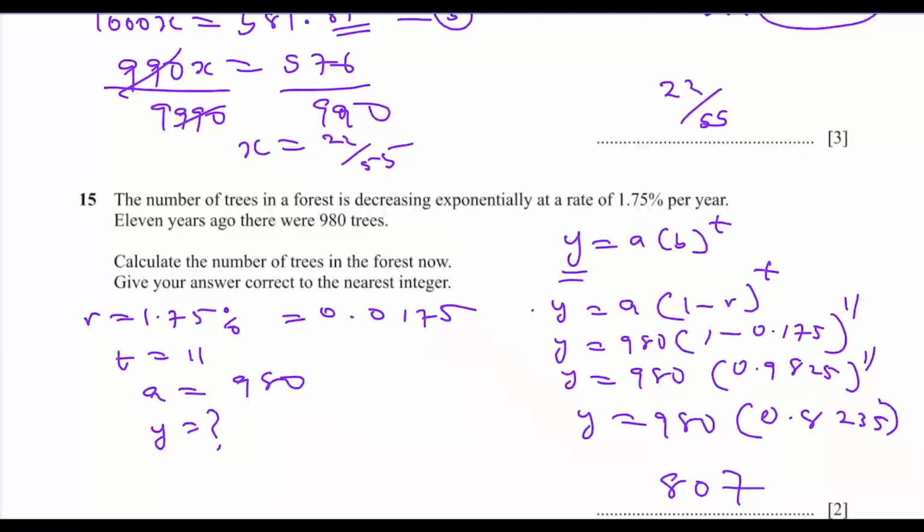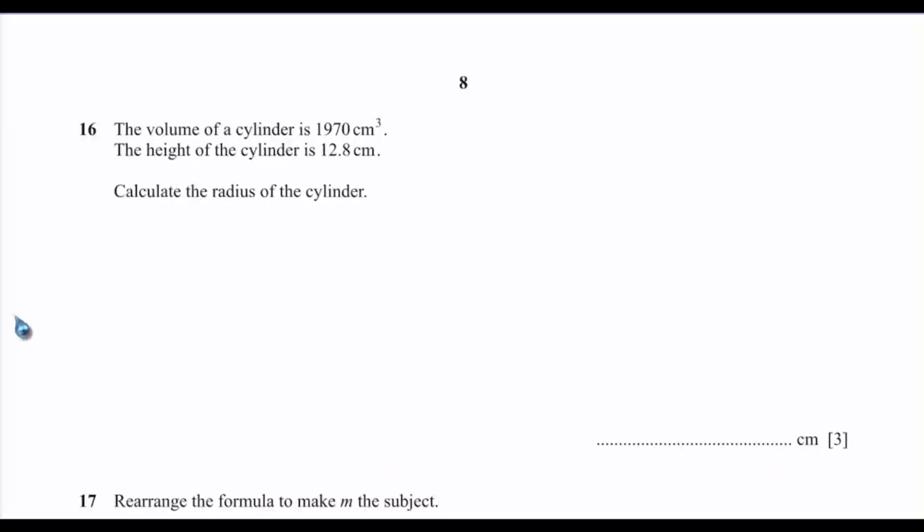Let's go to the next question. That will be question 16. The volume of a cylinder is 1970 cubic centimeters. The height of the cylinder is 12.8 centimeters. Calculate the radius of the cylinder. So from here we have the volume. Let's say the volume is V equals to 1970 cubic centimeters. Then we have the height to be 12.8 centimeters. Then we need to find the radius of the cylinder.